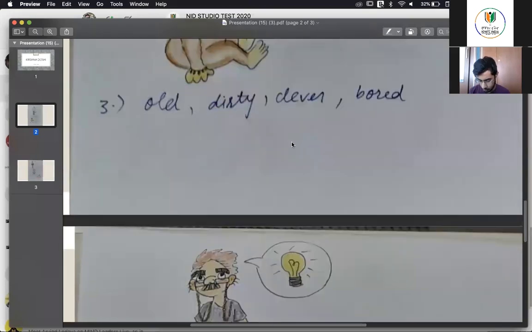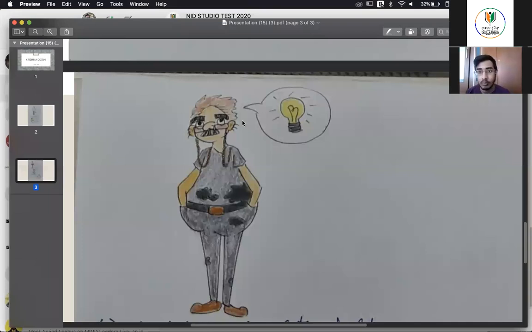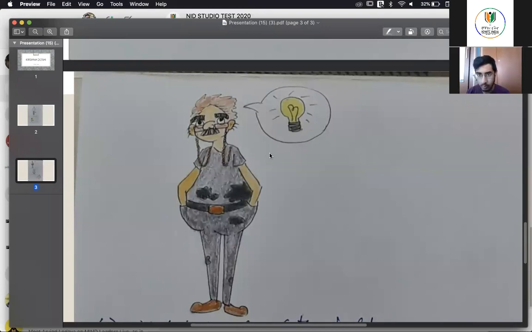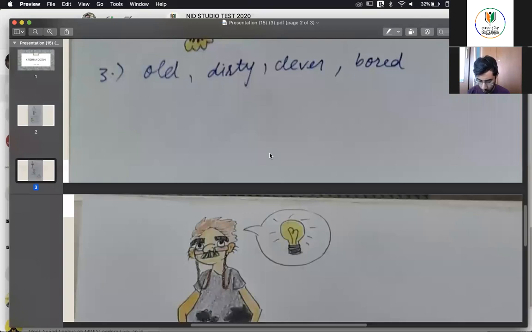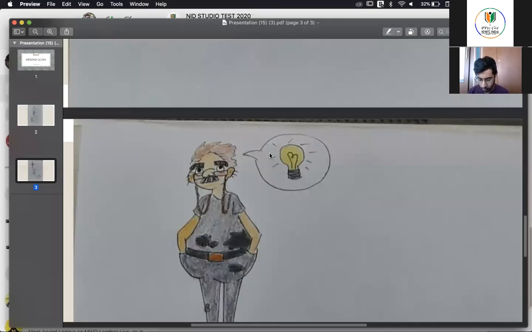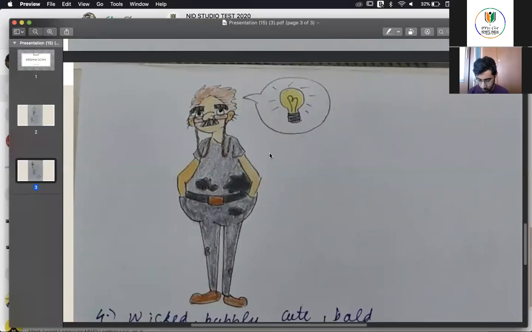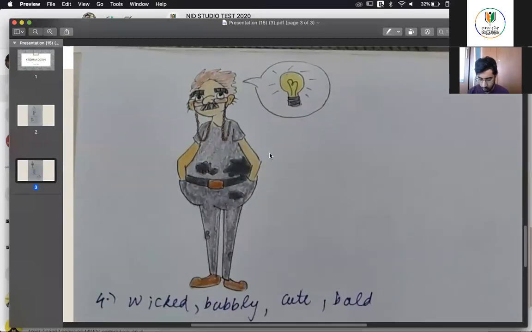Old, dirty, clever, and bored. What are you thinking about? To show the boring thing, I've used dull colors in the clothes, gray kind of thing. Nice. And what are you thinking, Einstein or something? No, it was just random. Clever, the mustache was like that. And I made him a little young one.